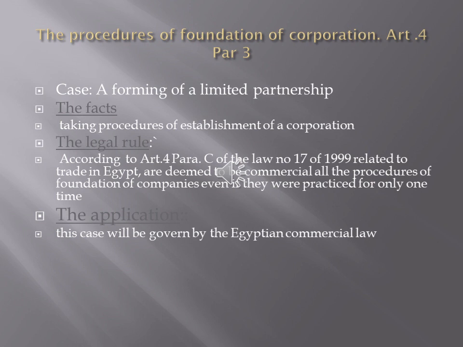Then in the legal rule, we will mention Article 4, paragraph C, that according to Article 4, paragraph C of the law number 17 of the year 1999 related to trade in Egypt, all the operations related to the procedures of establishment of companies in Egypt are deemed to be commercial, even if they were practiced for only one time, and whatever was the object of the company itself, whether it is a civil company or a commercial company.